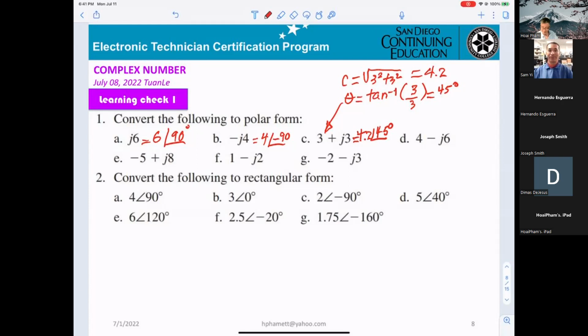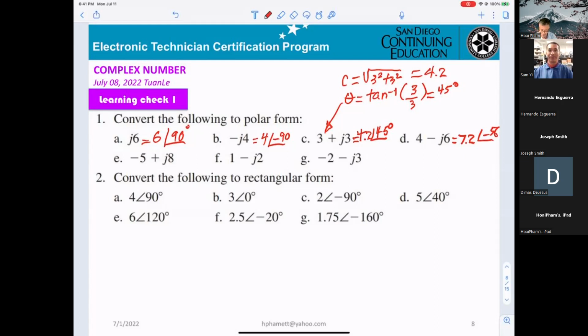Who has the answer for number D? D, 7.2 angle negative 56.3. Negative, sorry. Negative 56.3, right? Yes, sir.